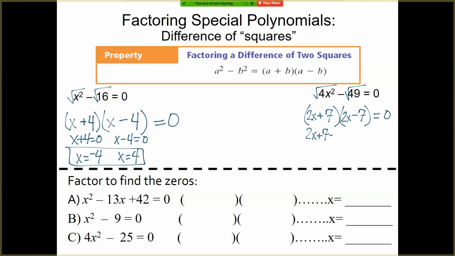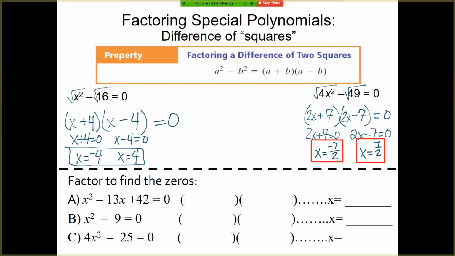We're going to go ahead and set those equal to 0. For the first one that I have written, subtract 7 and then divide by 2, which gives me -7/2. I would leave my answer as an improper fraction. The second one's going to be +7/2. Again, I would just leave it as an improper fraction.